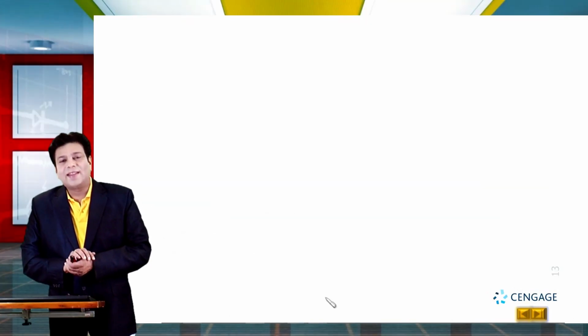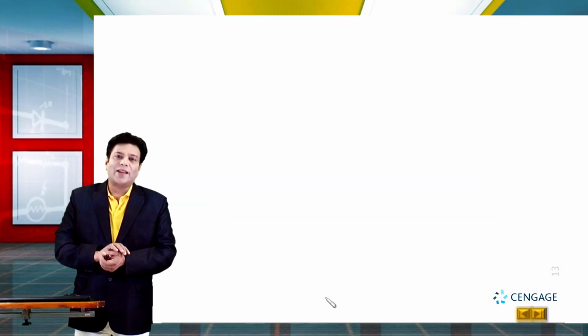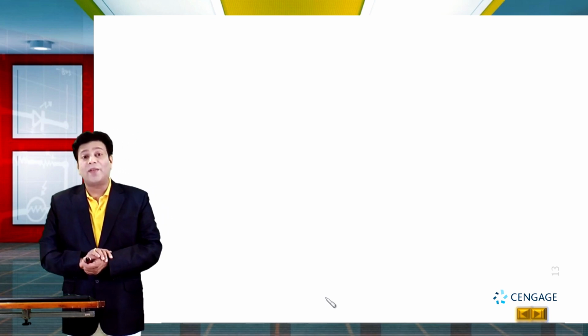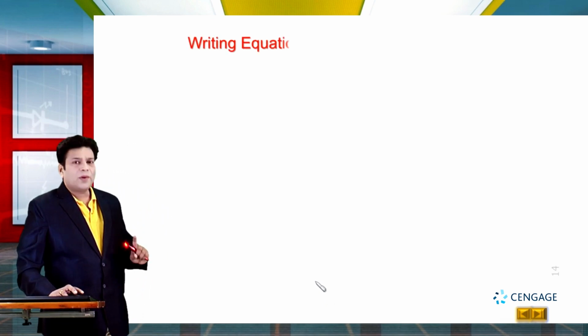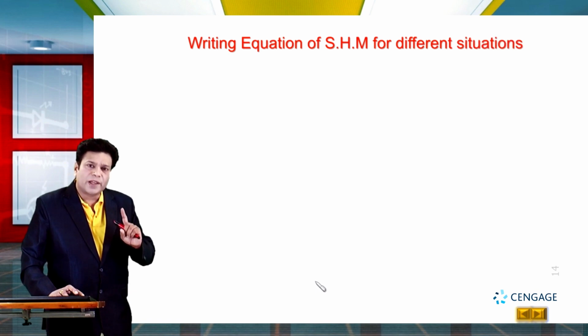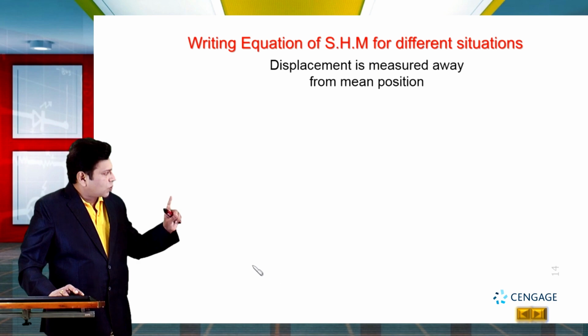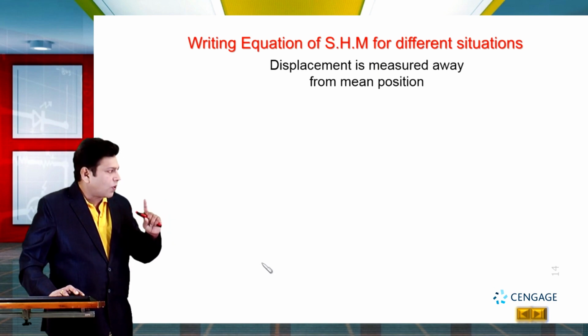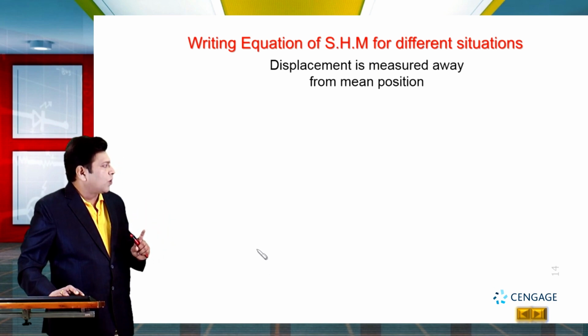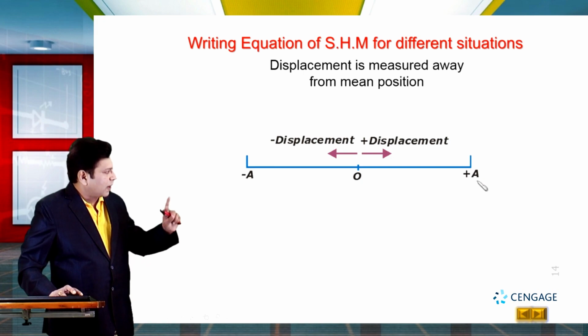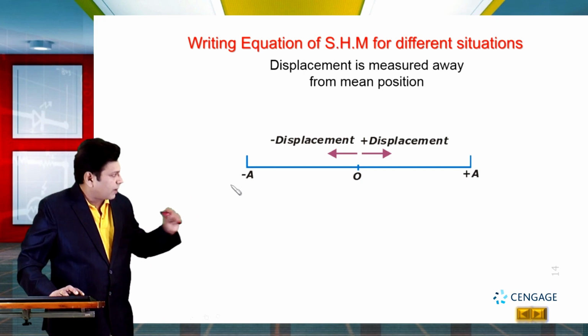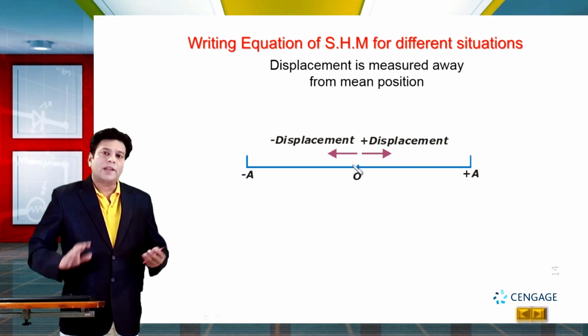Dear students, in this section we are going to learn how to write the equation of simple harmonic motion in different situations. We know displacement is always measured away from the mean position. Suppose a particle is oscillating, or you can say performing SHM, between two limits, the positive amplitude plus A and the negative amplitude minus A, and O is the mean position.